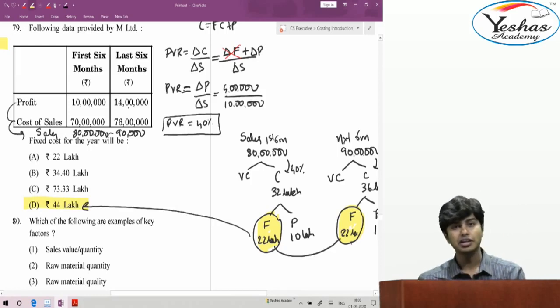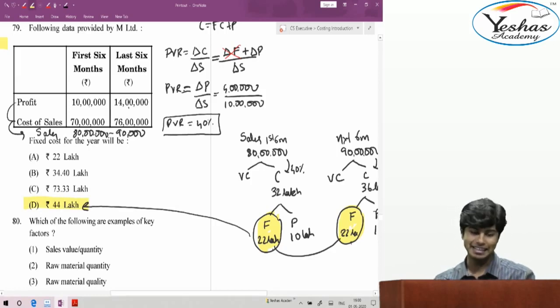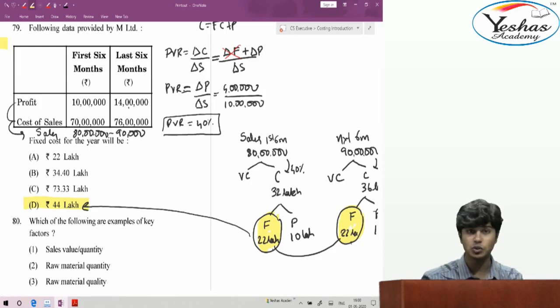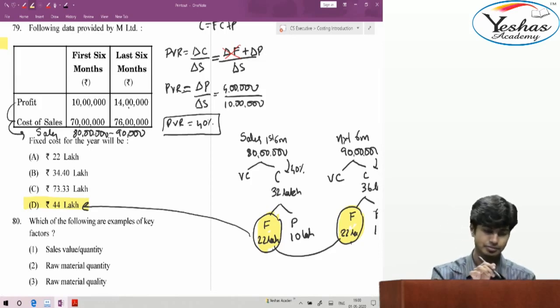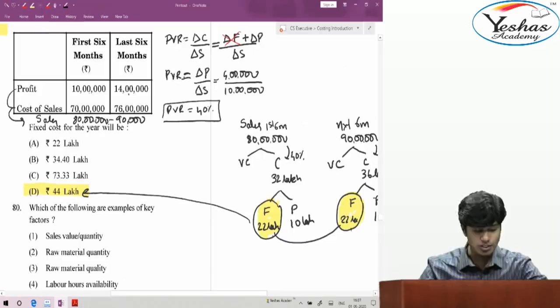$44 lakh is our total fixed cost during the year. So this is the answer with respect to question number 79. Let's now discuss question number 80.